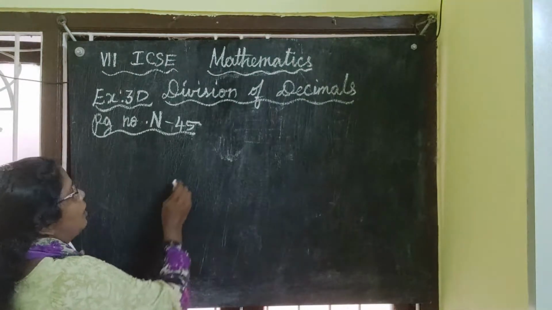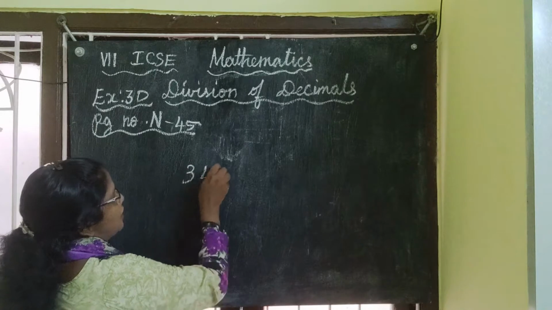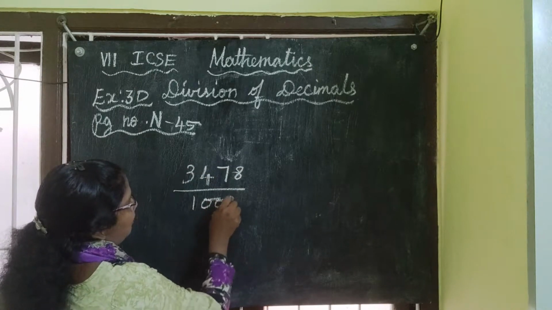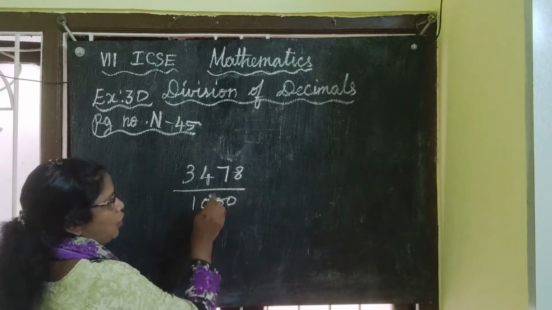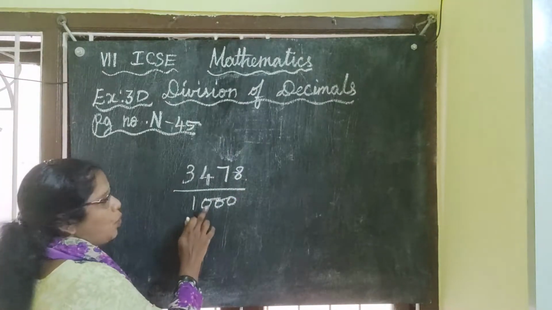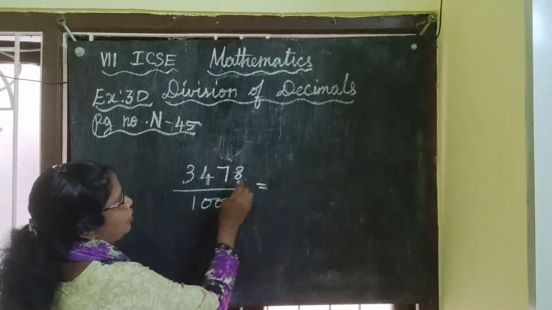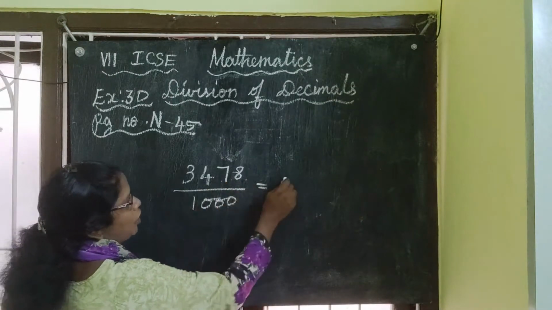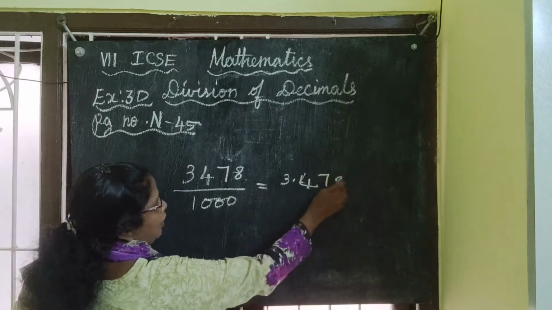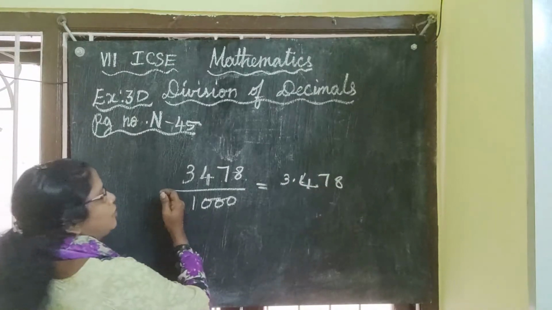For example, suppose it is 3478 divided by 1000. Point is there, a whole number has the point at the last. So how many zeros are there? 1, 2, 3. So 3 digits. We have to keep the point here, so your answer will be 3.478.